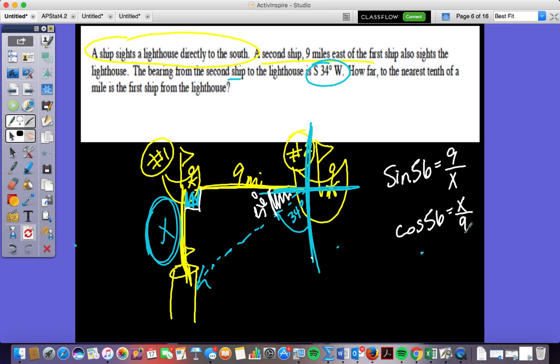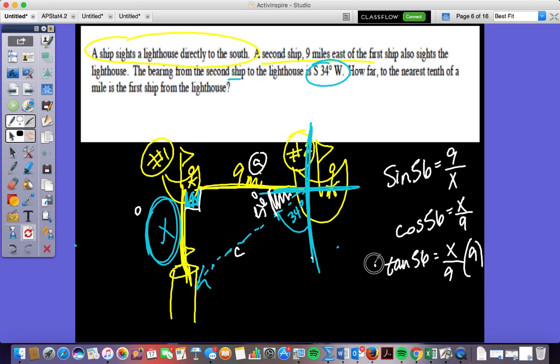Should be tangent. Why? Because you don't have the hypotenuse, you don't need it. This is my adjacent compared to my 56, and this is my opposite. So back here, tangent of 56 equals opposite, which is x, over adjacent, which is 9. And then how do I solve for what x is?